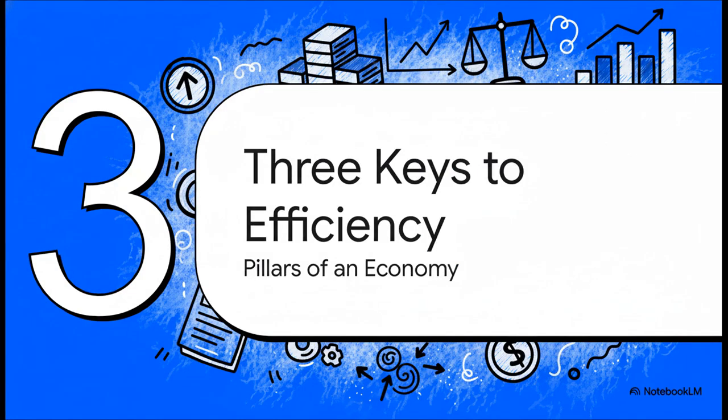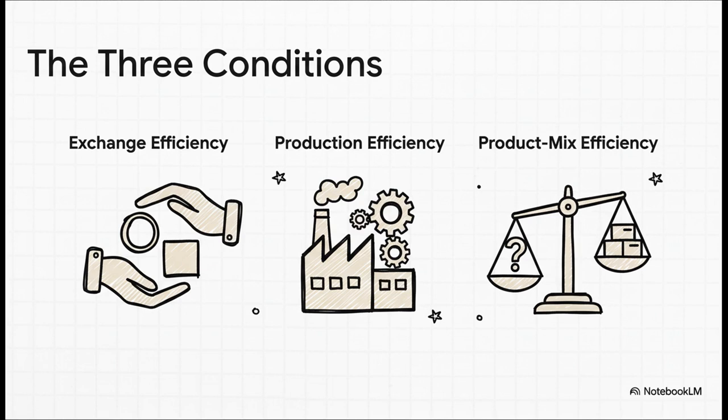But reaching that perfect state, it isn't just one big leap. To get to Pareto optimality, an economy actually has to satisfy three very specific conditions. So let's look at what I'm calling the three keys, or maybe the pillars of a perfect economy. So to hit that sweet spot, three things have to be true. You need exchange efficiency, production efficiency, and product mix efficiency. Let's break down what each of those really means.